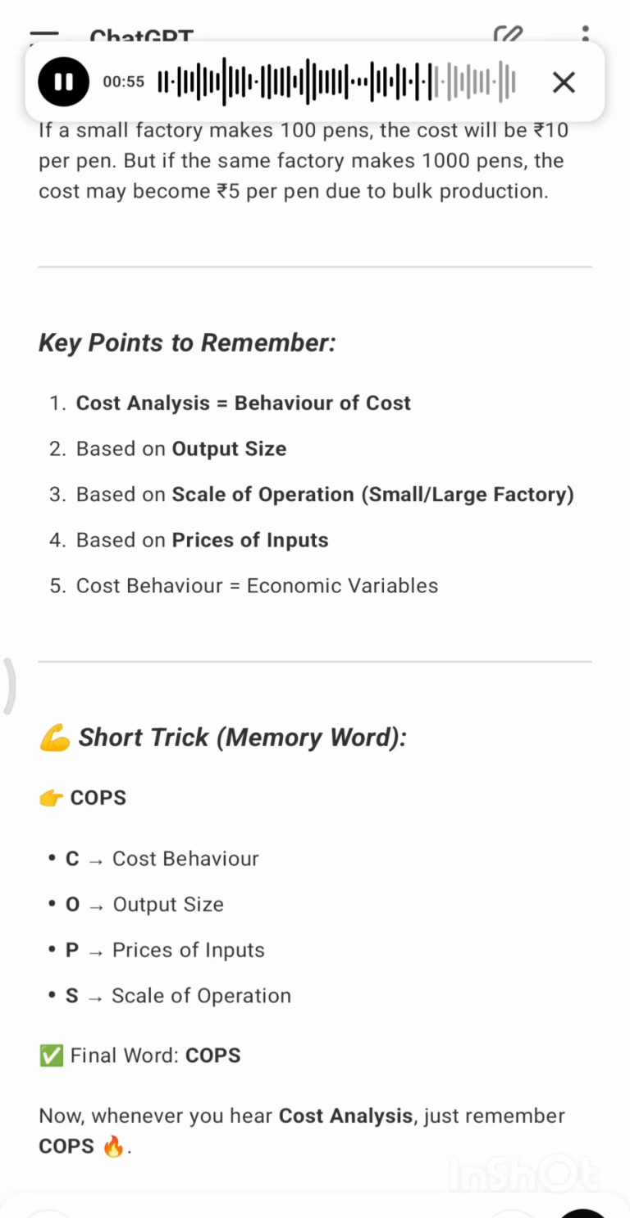Cost behavior economic variables. Short trick memory word: COPS. C, cost behavior. O, output size. P, prices of inputs. S, scale of operation. Final word: now whenever you hear cost analysis, just remember COPS.